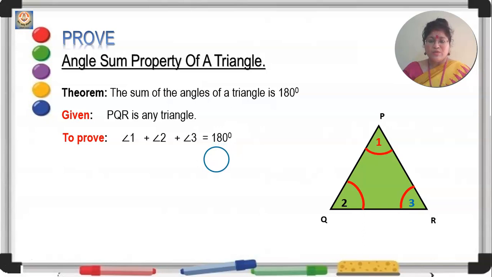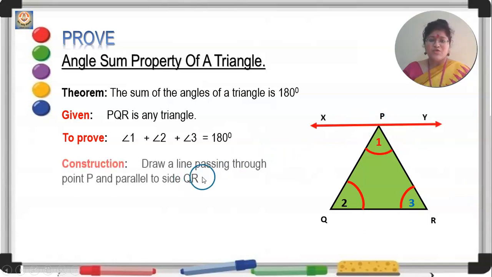Okay, so is there any construction in this? Yes, construction is basically anything that you do which helps you to prove the theorem. So we are going to draw a line parallel to QR, which is passing through point P. So the construction: draw a line passing through point P parallel to side QR.